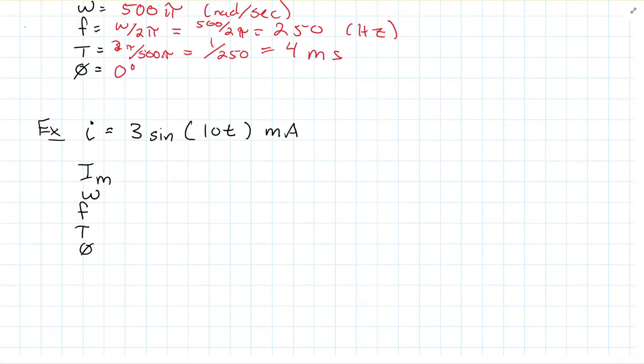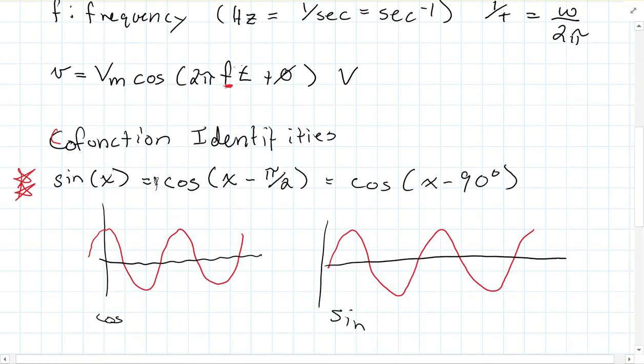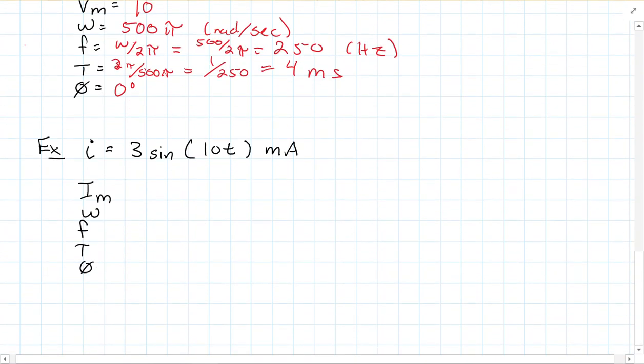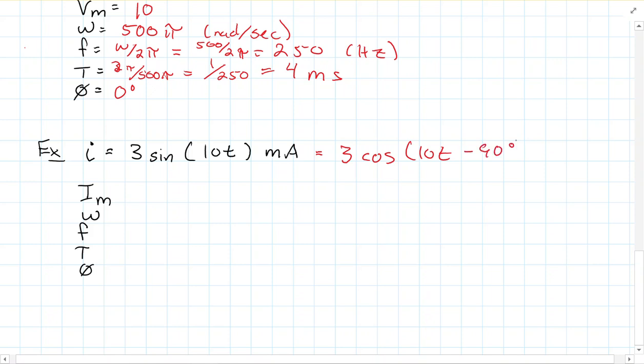But before we do this, remember, all these definitions we had, this phi here was assuming that we had it written as a cosine function. So we need to first convert this sine function. It's the most common mistake I see people making all the time. You need to convert this to a cosine function. So this would be 3 cosine of 10t minus 90 degrees milliamps. Now we can go ahead and compute everything.